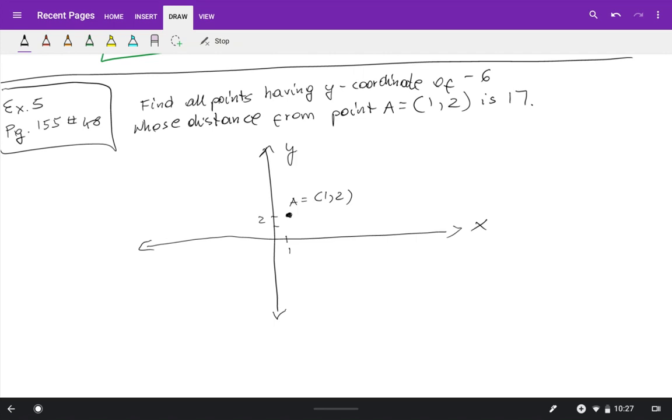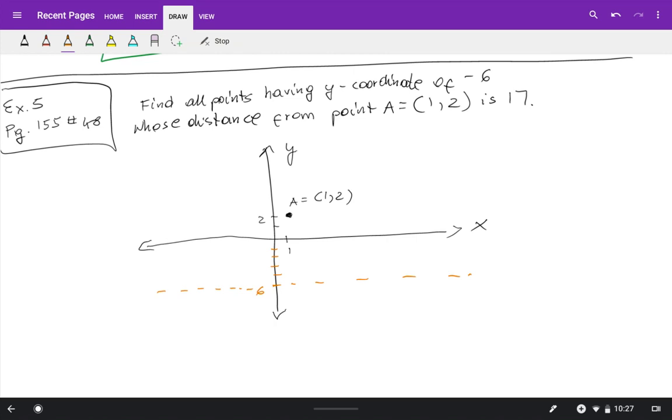And you have to find all points having y coordinate of -6, y coordinate equal -6. So this is -6, which distance from point A is 17. Okay, so this is just a horizontal line, y equal -6.